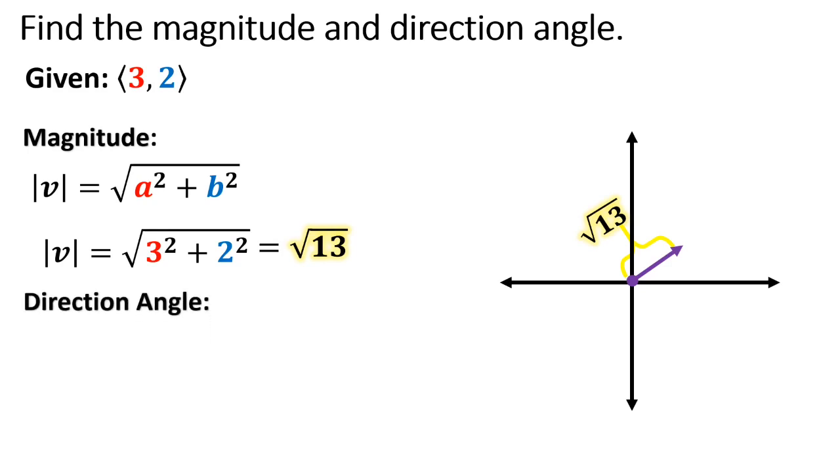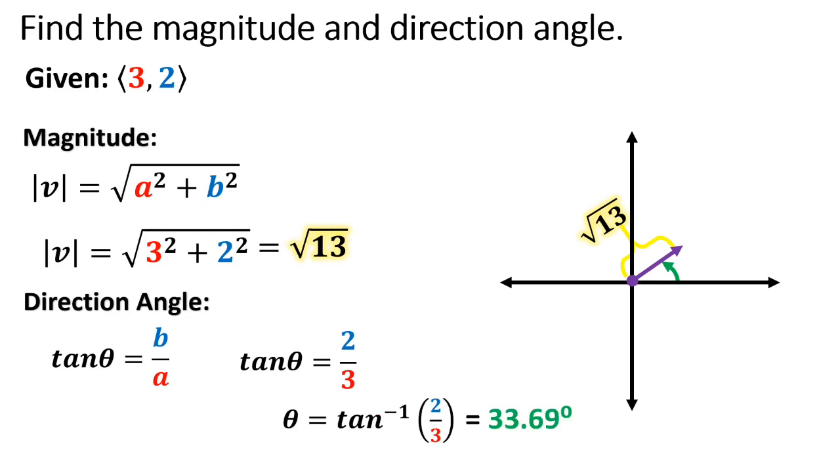Next, I want to find the direction angle. That's this angle right here. This is the formula we use to find the direction angle, where theta represents the direction angle. Substituting my values, I get this. To get theta alone, I need to take the inverse tangent of both sides. Making sure my calculator is in degree mode, when I take the inverse tangent of 2/3, I get 33.69 degrees. So the direction angle is 33.69 degrees.